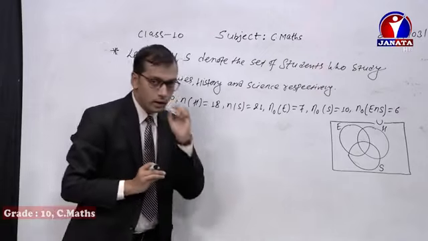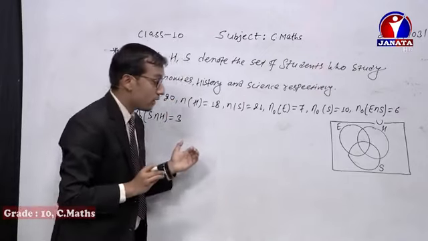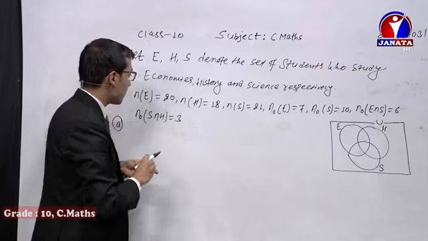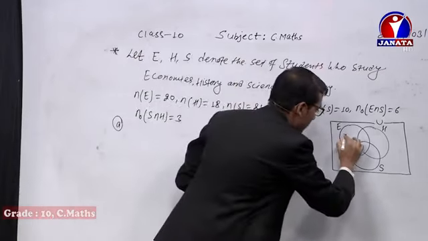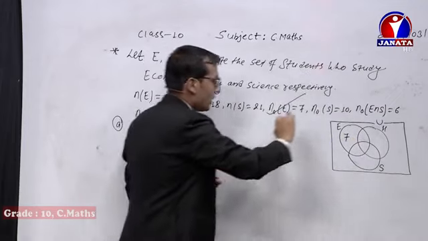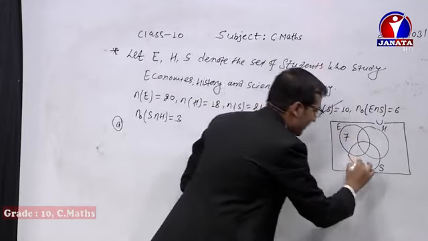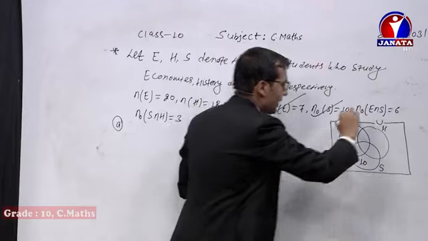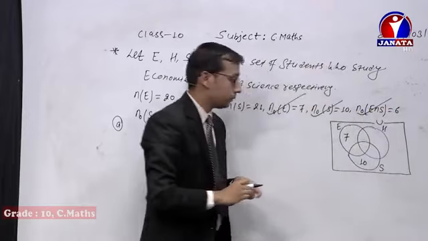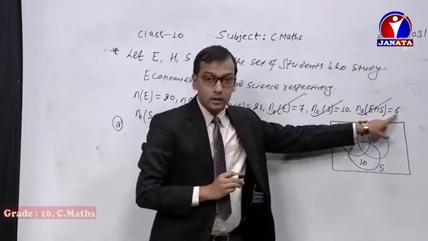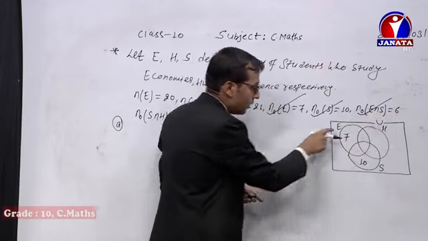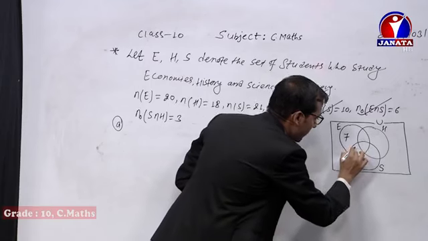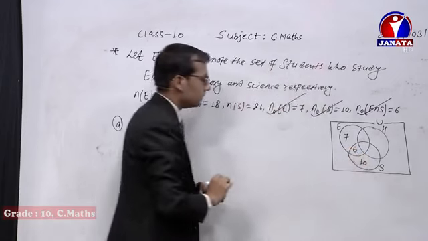So first of all, let's try to fill in the information which is given. We can start from N only E. What is N only E? 7. This is N only E, 7. What is N only S? 10. What is N only E and S? So 6 is the intersection of E and S only. So E and S intersection only, this region, is 6.